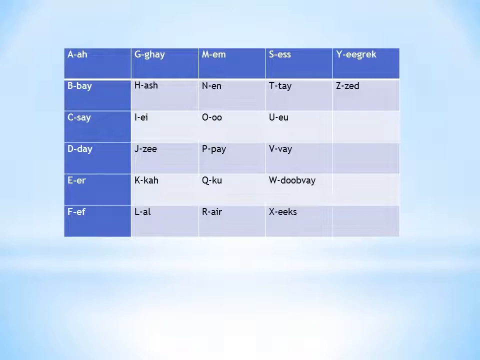B is B, C is say, D is the, E, F, G, G, H, hash, I, J, J, K, K, L, N, O, P, P, Q, R, T, U, V, W, X, Z. Now, these are the letters we understand in French, and I have pronounced them the way we can do it in an English way.